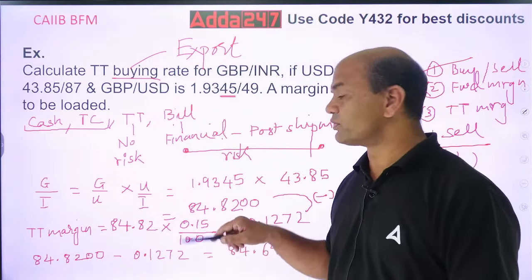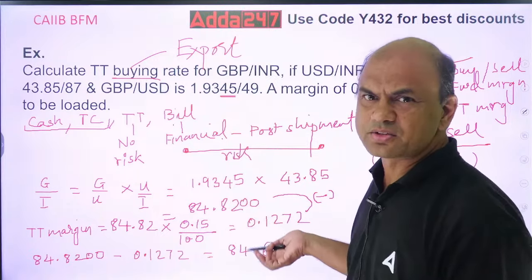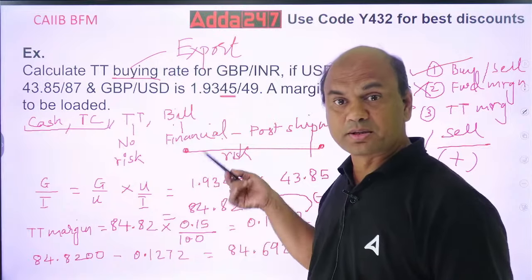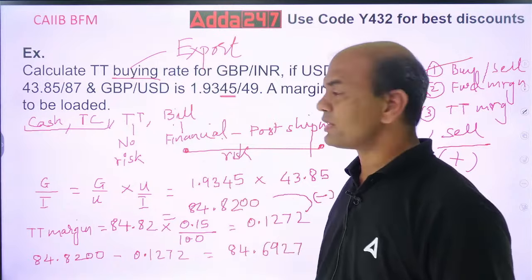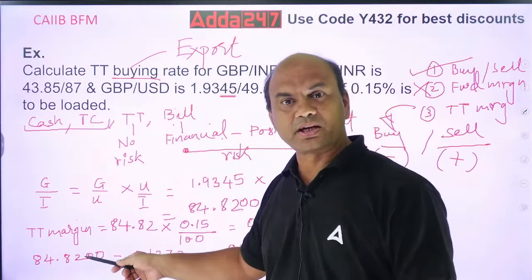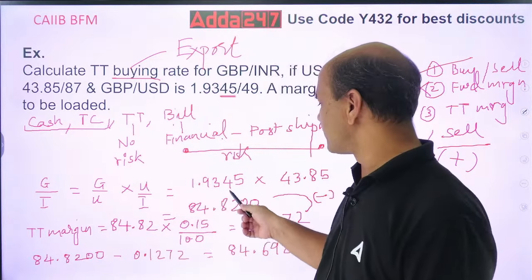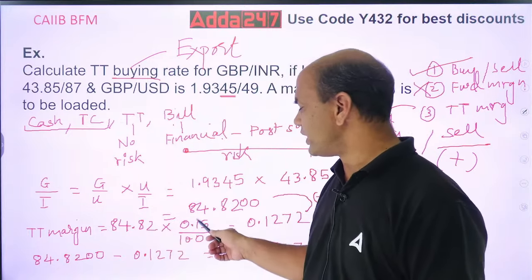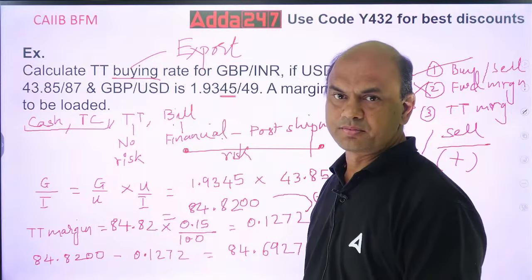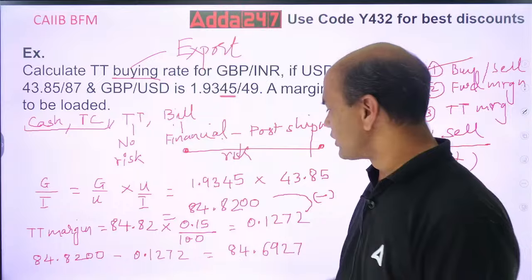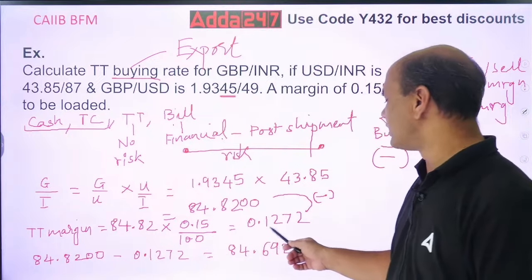Now, let's focus on forward. Forward is 0. There is no forward margin. So leave that. Jump to the third step: TT. What is TT given? 0.15%. So 0.15% into the final rate you have got: 84.82 into 0.15 upon 100. Multiply this and you will get 0.1272.